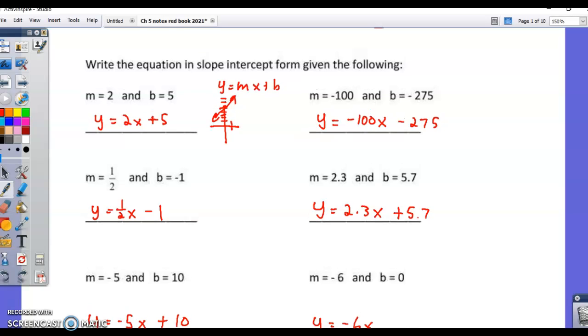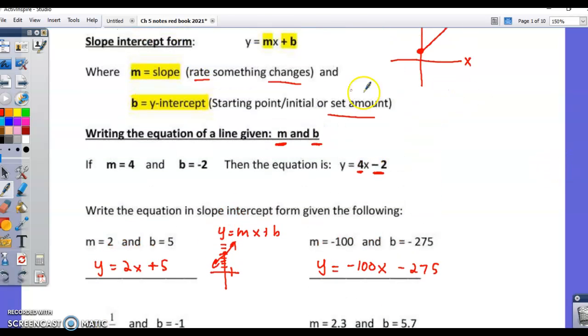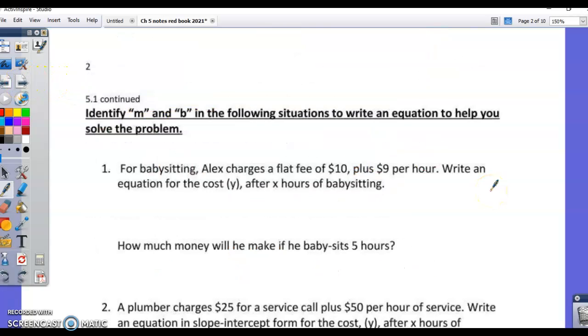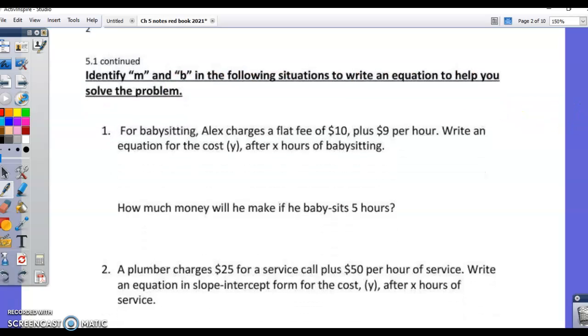We're identifying our slope again, and I'm going to refer to this on the next page of notes, which is the rate something changes, and our b as our y-intercept, which is our starting point, or an amount that does not change. Okay, now application of this. So we have a few story problems here. What we're going to do within these problems is identify our slope, our m, and our b in the following situations to write an equation to help you solve these problems. So this is kind of the starting point of story problems where we're going to break them down to try to come up with the equation so that then we can answer other questions in relation to it.